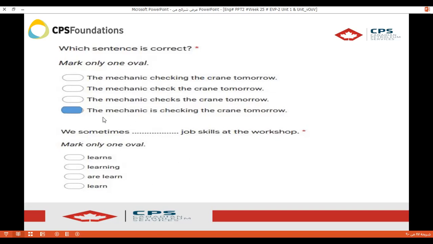We sometimes, this is present simple. We have the word sometimes here. We sometimes learn job skills at the workshop. So learn, or is learning, or learns? We is plural, so we don't add s. We use learn.